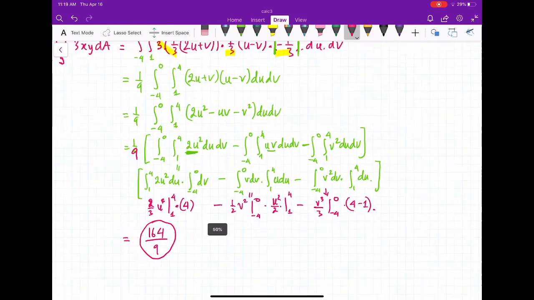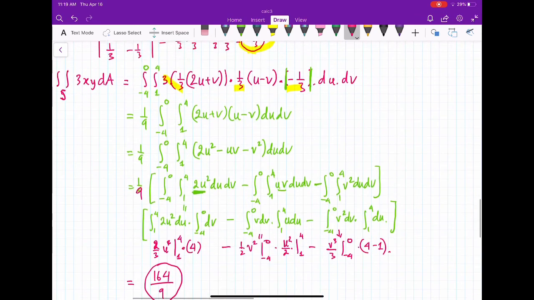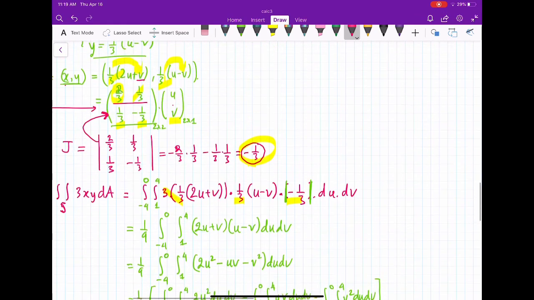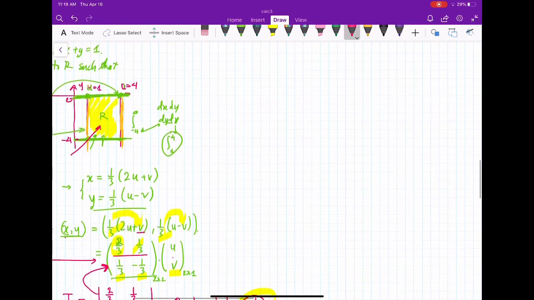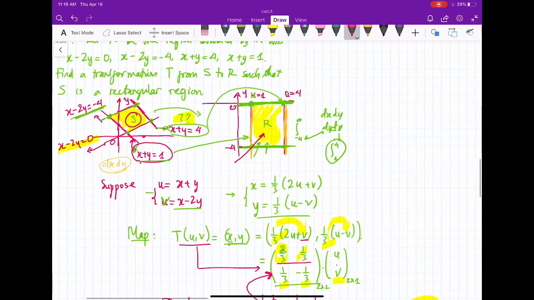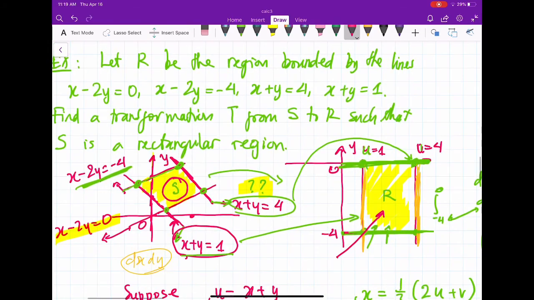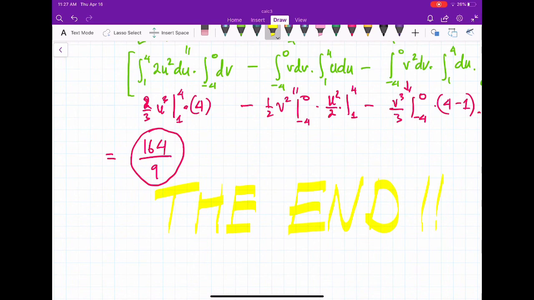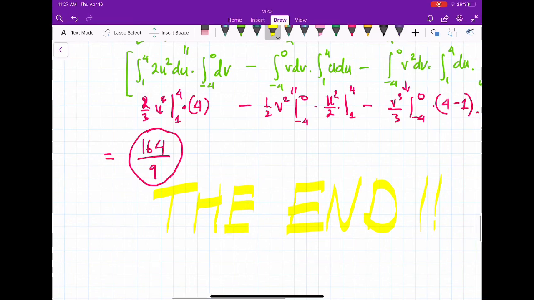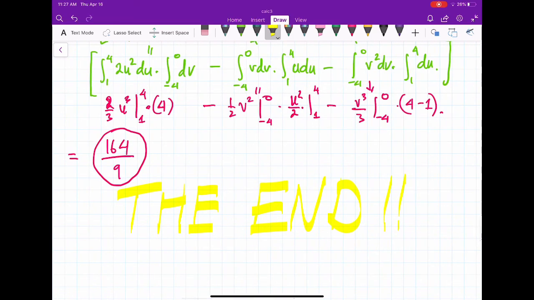Okay, and of course that is the volume of our solid region over this region. Makes sense? So I think I finished my lecture right here, and I also finished the course. If you have any questions about this and about the material of Calculus 3, please feel free to let me know. All right? Thank you.